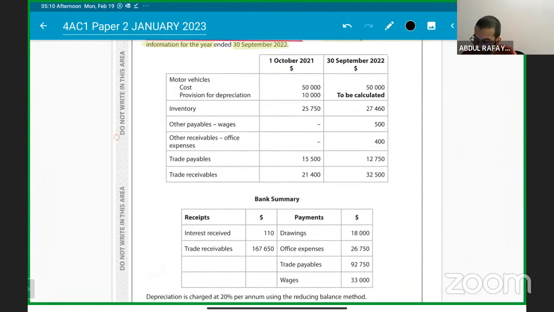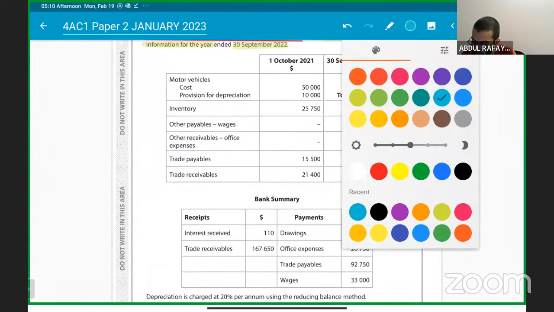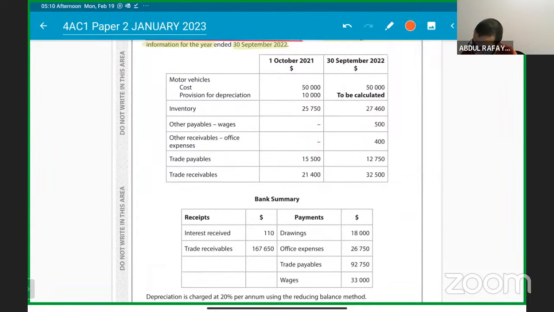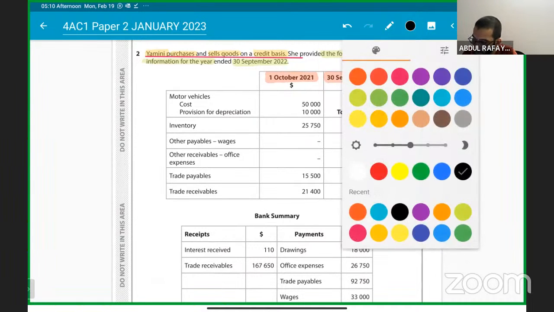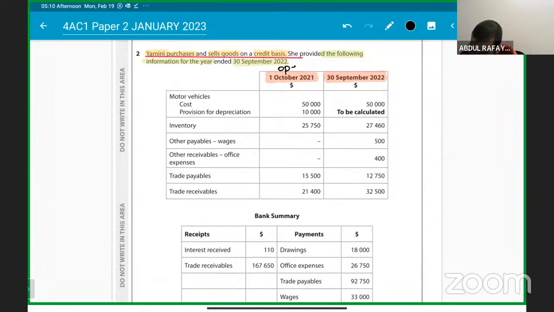Okay, so here we go. Make sure you follow very carefully about the opening and the closing balances. This is the opening balance, student, and that one is the closing balance. Understood? Very important to identify and judge what is the opening and what is the closing balance. Clear on that? No problem.